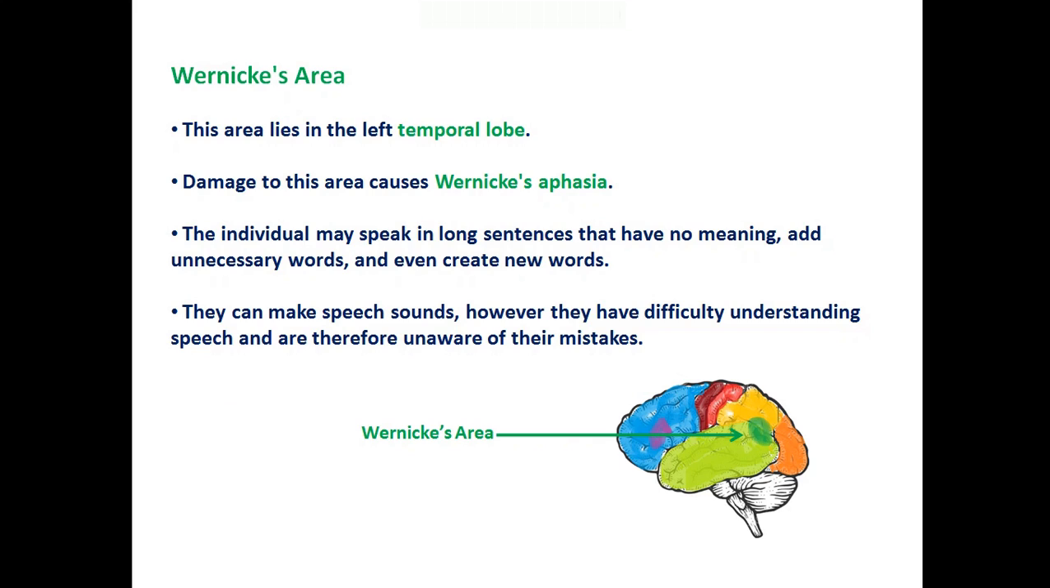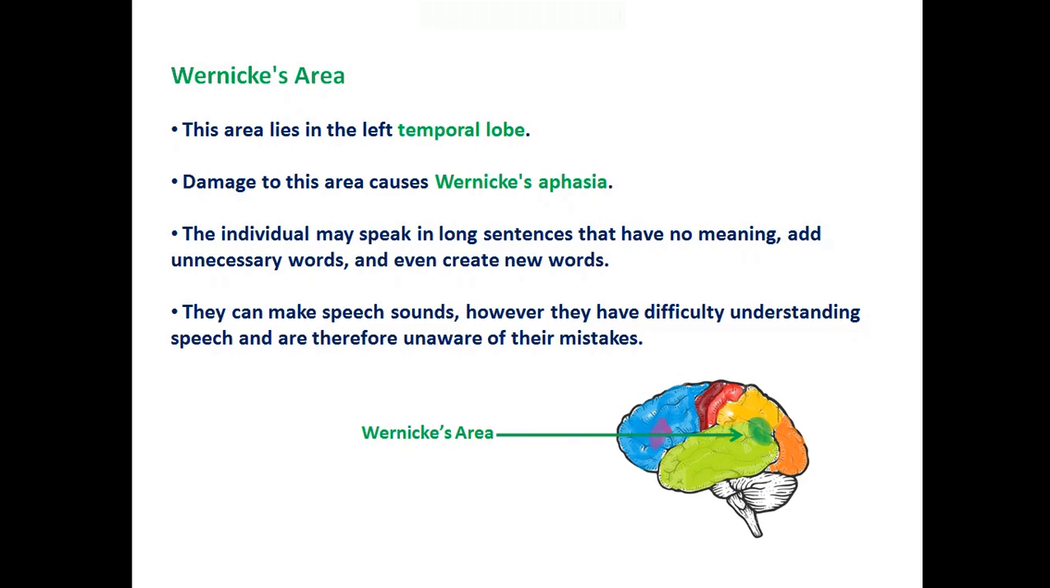Wernicke's area, and I guess this is the last and final portion of the brain. This area lies in the left temporal lobe. Damage to this area causes Wernicke's aphasia. The individual may speak in long sentences that have no meaning, add unnecessary words, and even create new words. They can make speech sounds, however they have difficulty understanding speech, and are therefore unaware of their mistakes. Well, so that was Wernicke's aphasia.